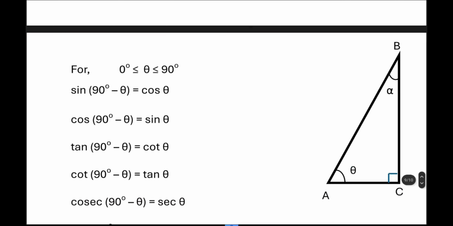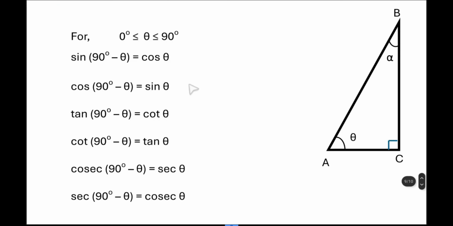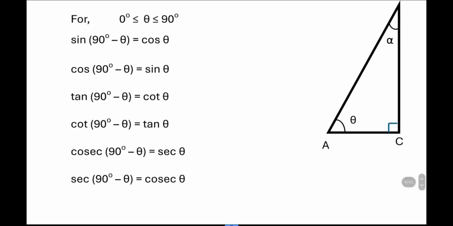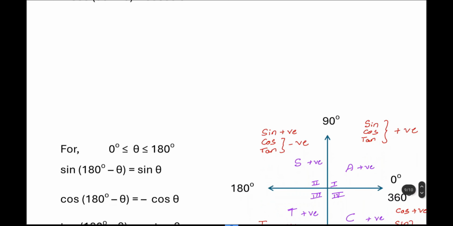Coming to the next important formula, whenever theta is between 0 degrees to 90 degrees, this will be the value: sine of 90 minus theta is equal to cos theta. Similarly, these all are the formulas whenever theta is between 0 degrees to 90 degrees and whenever we are seeing the value of 90 degrees minus theta. Secant 90 minus theta, you can see it is equal to cosecant theta.